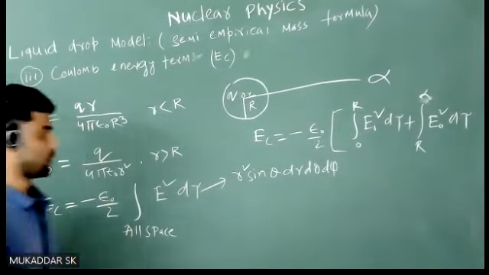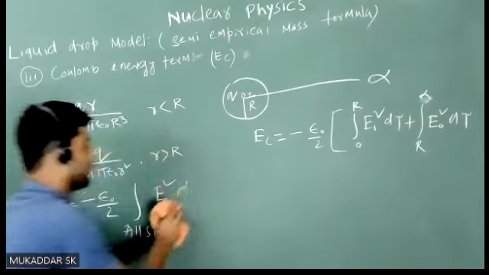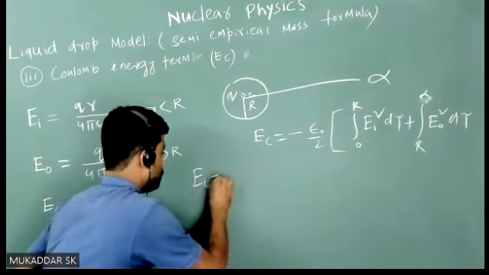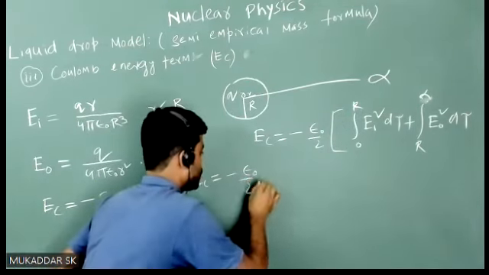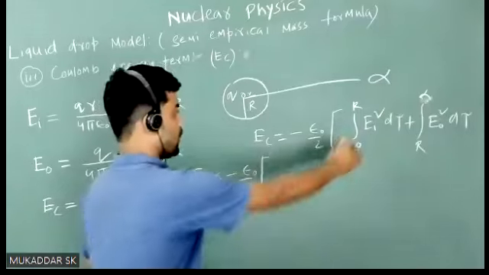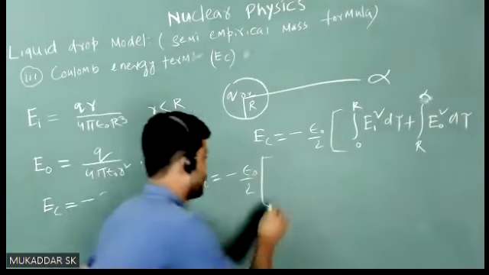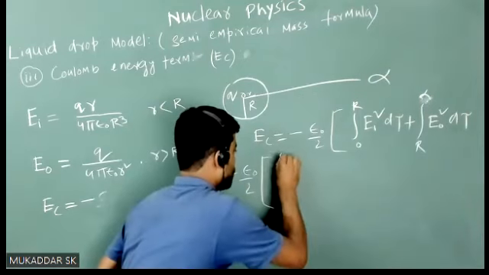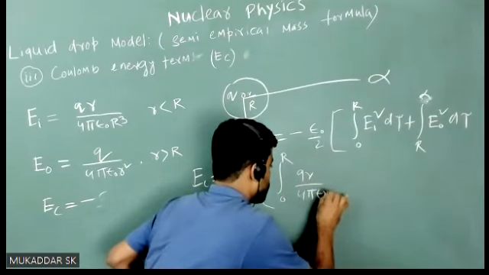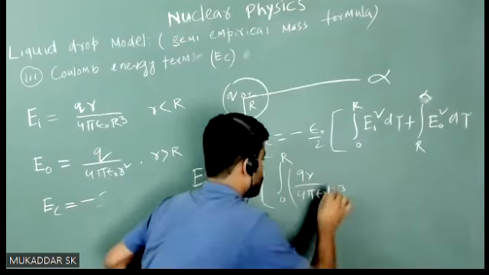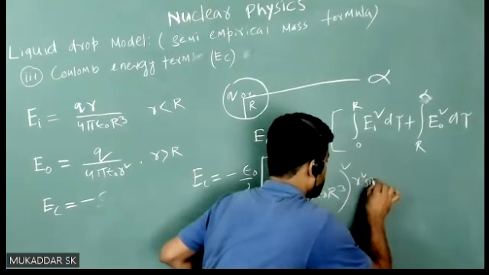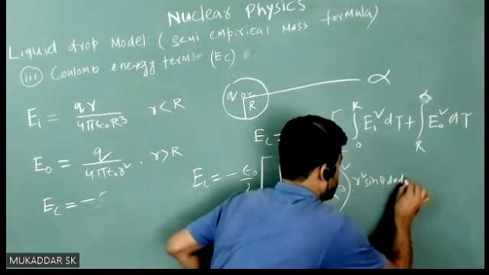Yes, sir. Okay. Now if you substitute the Ei and Eo that you know, EC will be simply epsilon naught by 2. Now let us write d tau. Here the integration limit is 0 to capital R, Ei is qr divided by 4 pi epsilon naught R cube, and of course there is a whole square. Then d tau is r square sin theta dr d theta d phi.